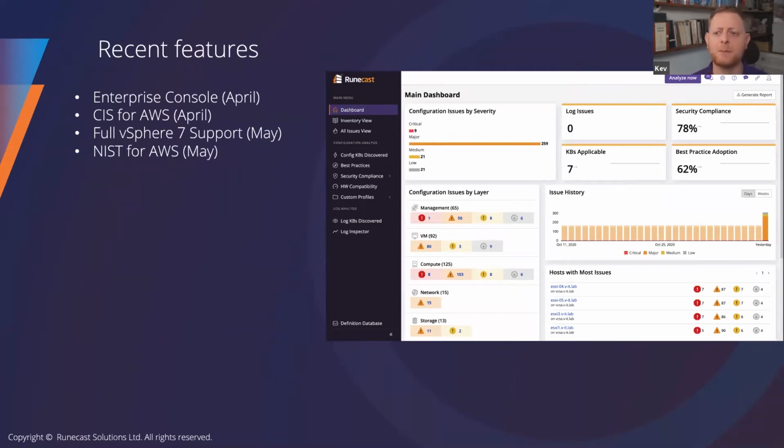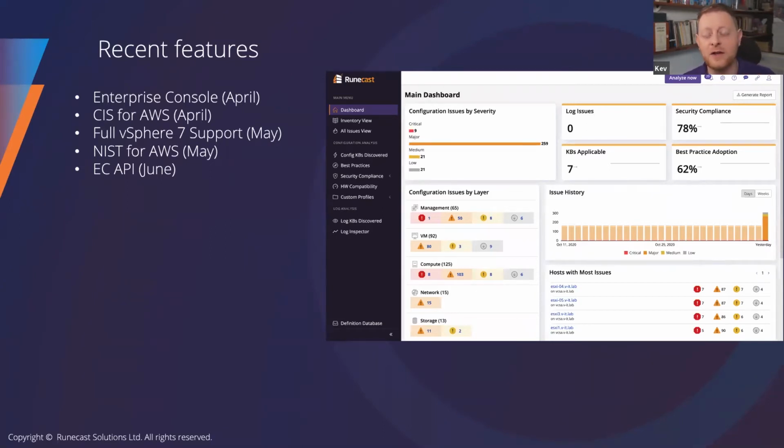Also in May, we added support for the NIST standard for AWS. So NIST is a really important standard in the US federal space. So a lot of US federal customers, anyone who's dealing with or interacting with federal customers, they need to be NIST compliant. So we added NIST support for AWS there. And there's a whole bunch of different AWS services that we're covering there. I used to be able to memorize them. Now there's too many. We added some public APIs for our Enterprise Console that came in June.